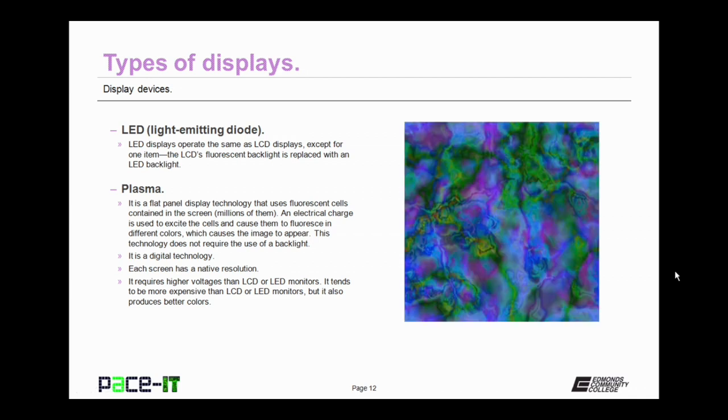Now let's talk plasma displays. Now, plasma is a flat panel display technology that uses fluorescent cells contained in the screen. There's millions of them. An electrical charge is used to excite the cells and causes them to fluoresce in different colors, which causes the image to appear on the screen. This technology does not require the use of a backlight. Plasma displays work okay in brighter ambient light levels. It is also a digital technology.